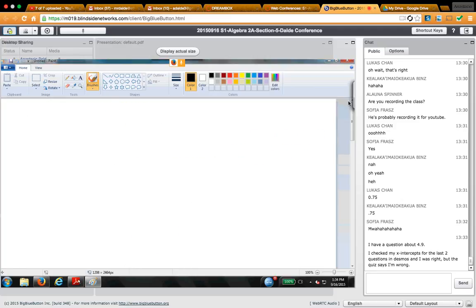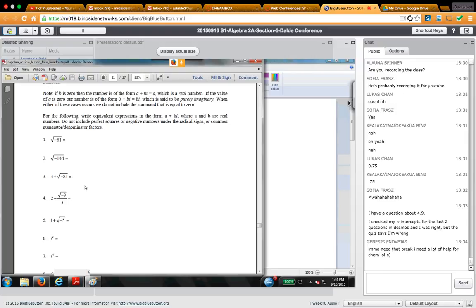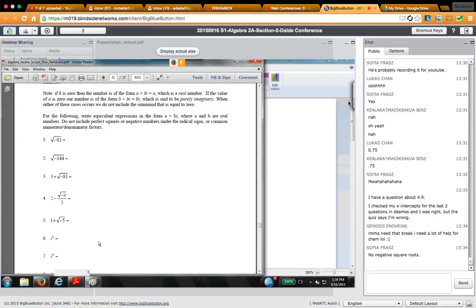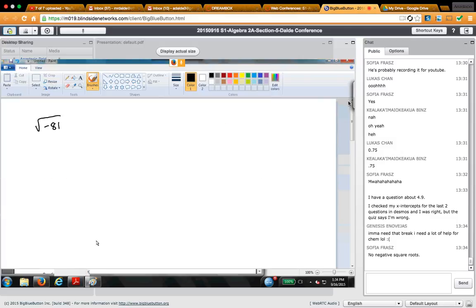So, here's another thing that I need to talk about with you: the square root of negative 81. What is the square root of negative 81? Here's the problem. There is no square root of negative 81. There is no number that, when you multiply it by itself, will give you negative 81. You could think of negative 9 as a possible candidate, but even that doesn't work because negative 9 times negative 9 is positive 81.